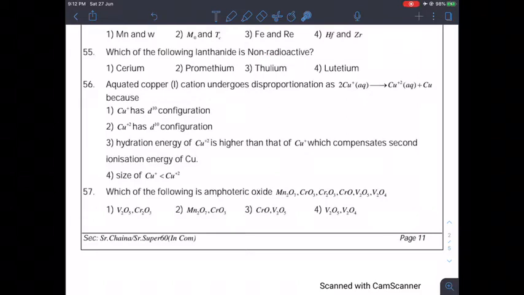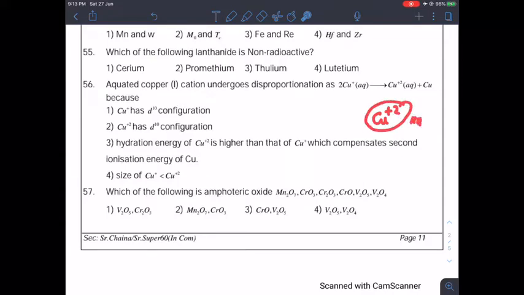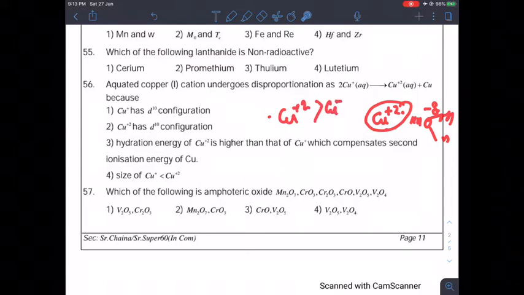Now coming to question number 56. Copper 1 cation undergoes disproportionation: copper plus 1 undergoes disproportionation into plus 2 and 0. Now why is it going from plus 1 to plus 2? Is there any advantage? Yes. What might be the advantage? The advantage of hydration energy. You see that hydration energy will increase because the polarizing power of copper plus 2 is more as compared to copper plus 1.